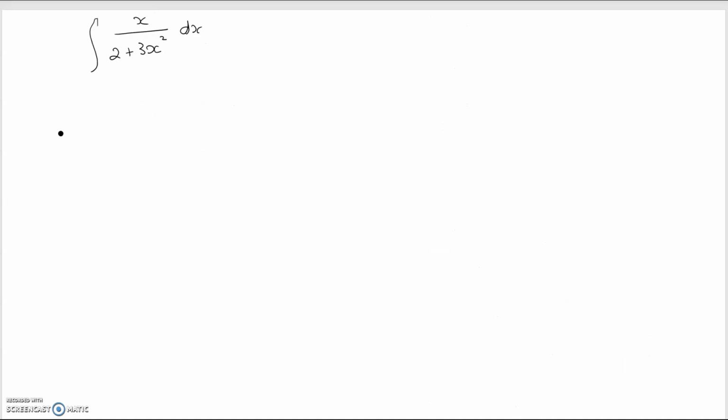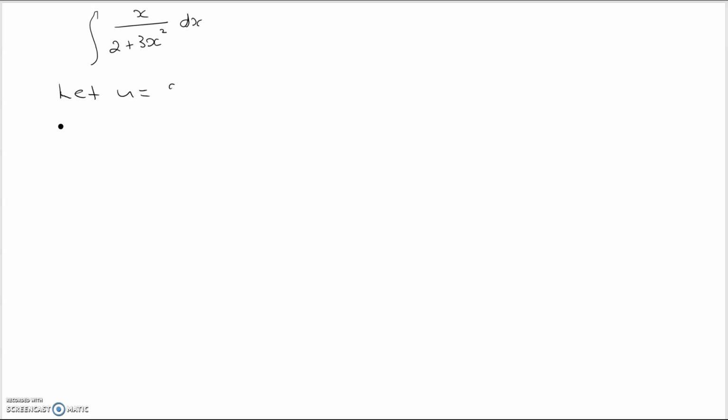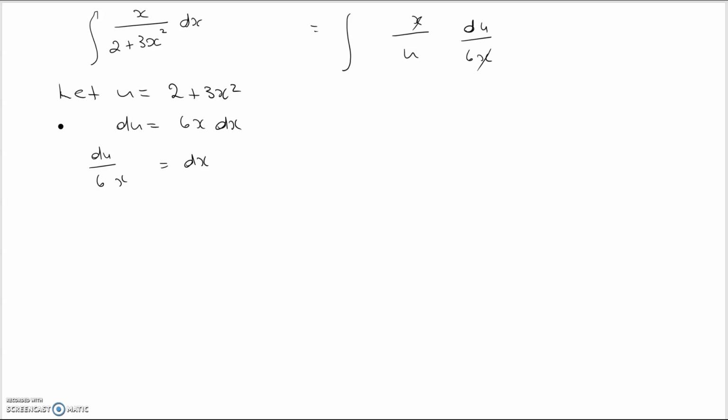Okay. The next one, again, is substitution, because the x on the top line is a relative of the derivative of the bottom line. So we're just going to go straight into let u equal the bottom line. And we needed to find dx. It'll be 6x. Putting it in over here, so we've got x over u, and then dx is du over 6x. X is gone, that then takes away our problem.